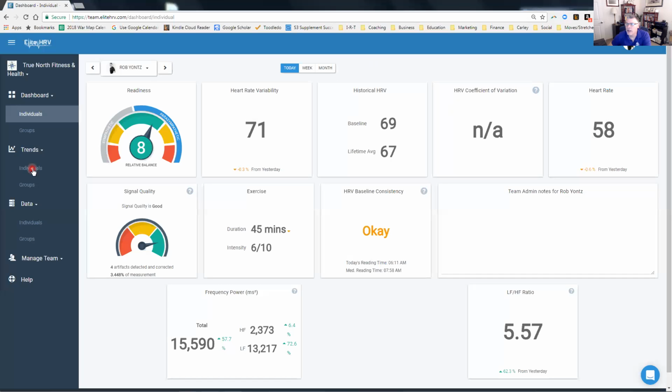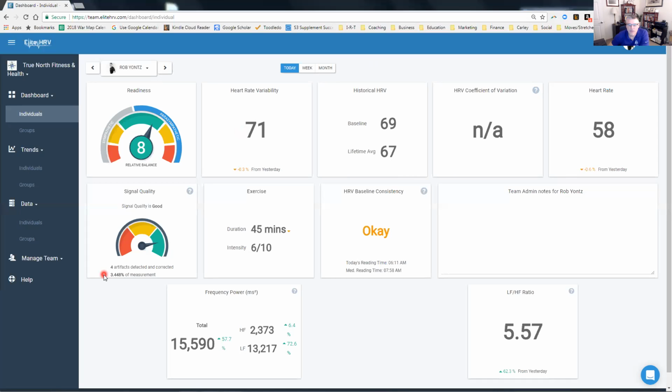My heart rate today was a 58. They should be getting some improvements in to show me, again, my historical heart rate. I should see a lifetime average and a baseline of the last 7 days to compare that to. And you can see that it's down a little bit from yesterday. I think yesterday was 59. Yesterday, my heart rate variability was a 71. So we'll see that in just a second. It's important to know that the signal quality was good.